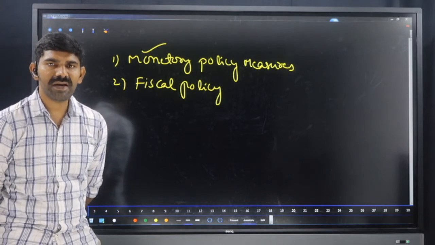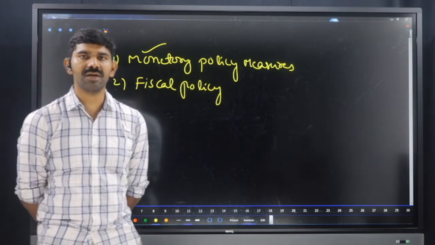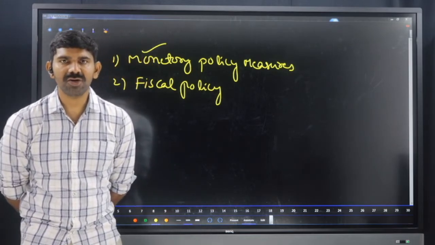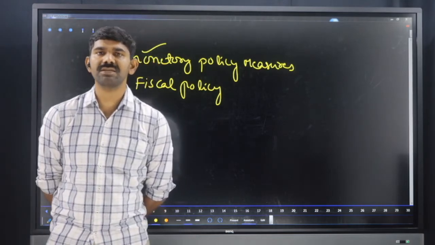So the government is spending money on migrant labor. The government is spending some 40,000 crore rupees extra on MGNREGA. The government is spending a good amount of money on providing provident fund to the employers and employees.